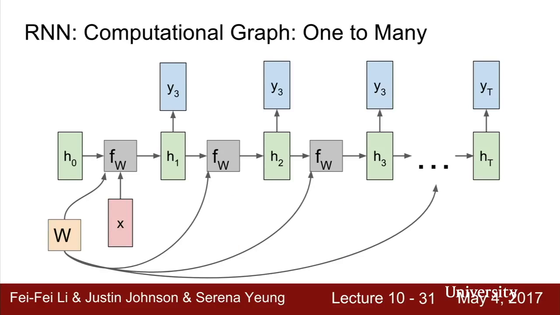Also, if we have a one-to-many situation where we want to receive a fixed size input and then produce a variably sized output, then you'll commonly use that fixed size input to initialize the initial hidden state of the model. And now the recurrent network will tick for each cell in the output. And as you produce your variably sized output, you'll unroll the graph for each element in the output.